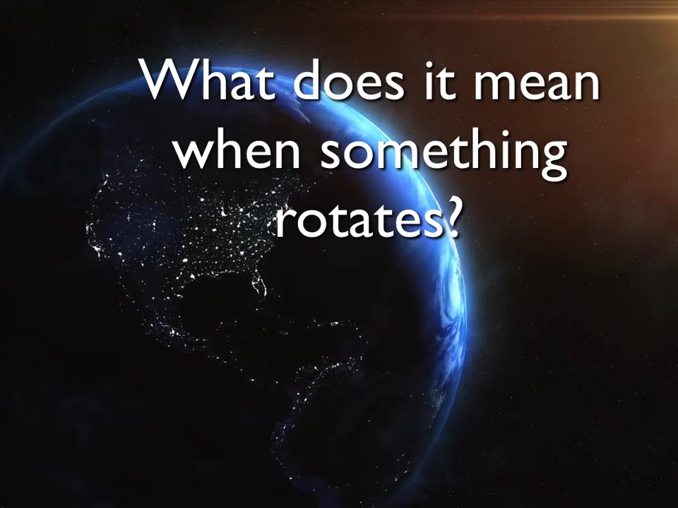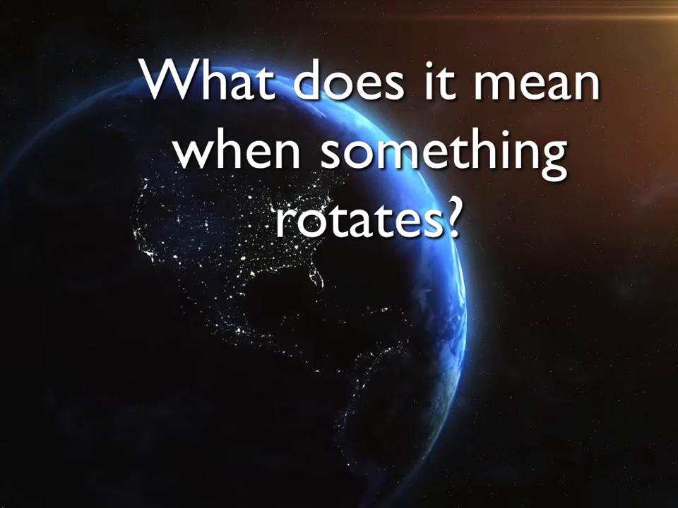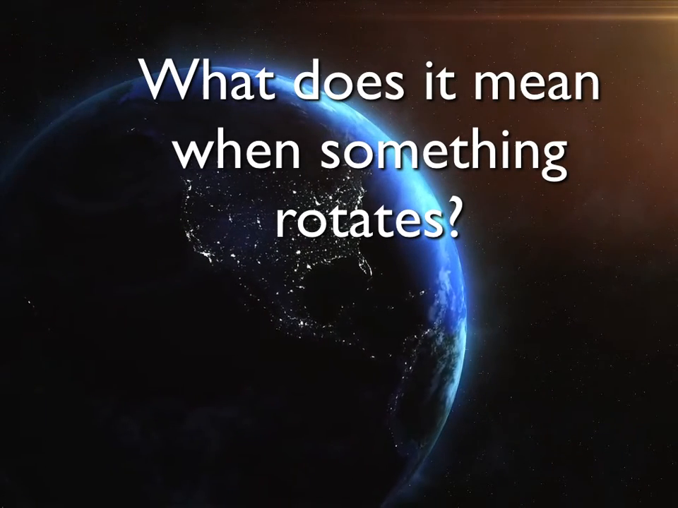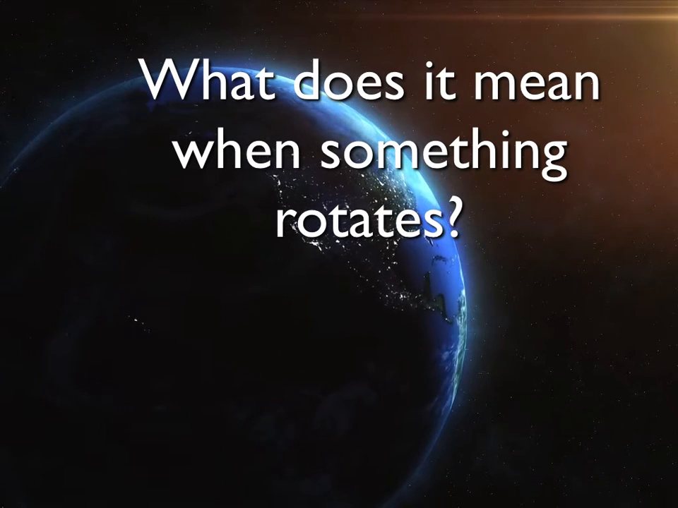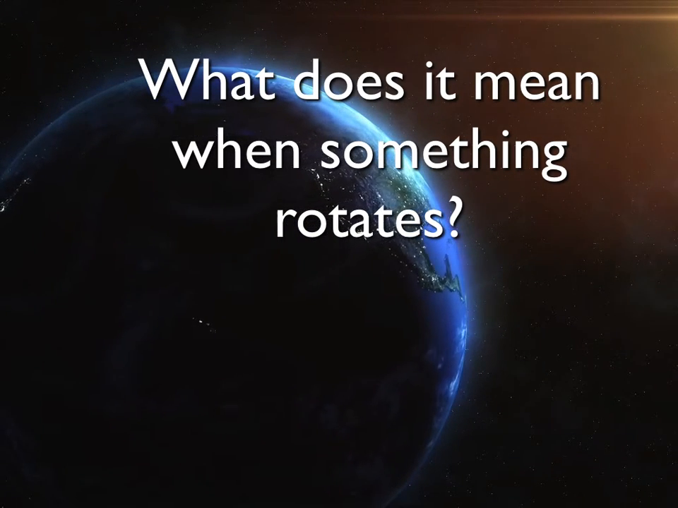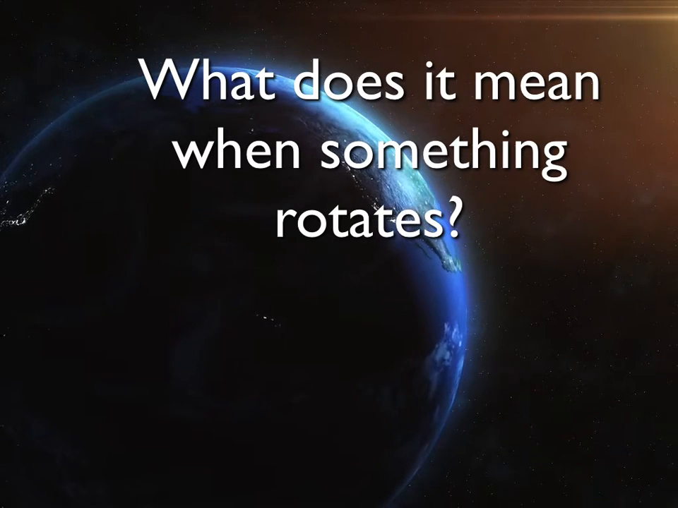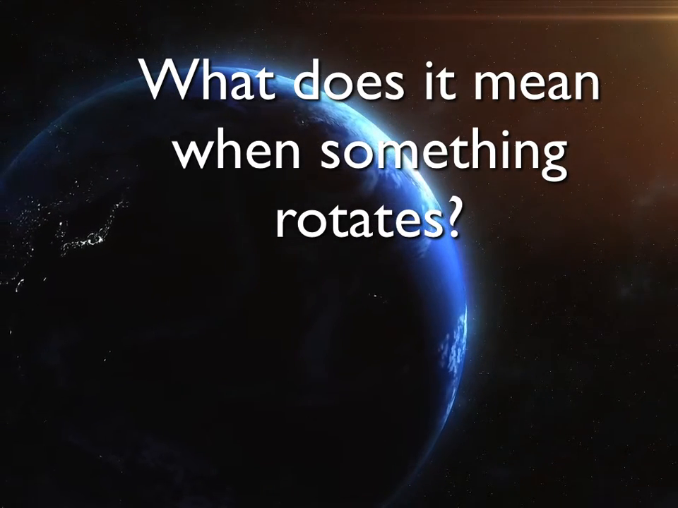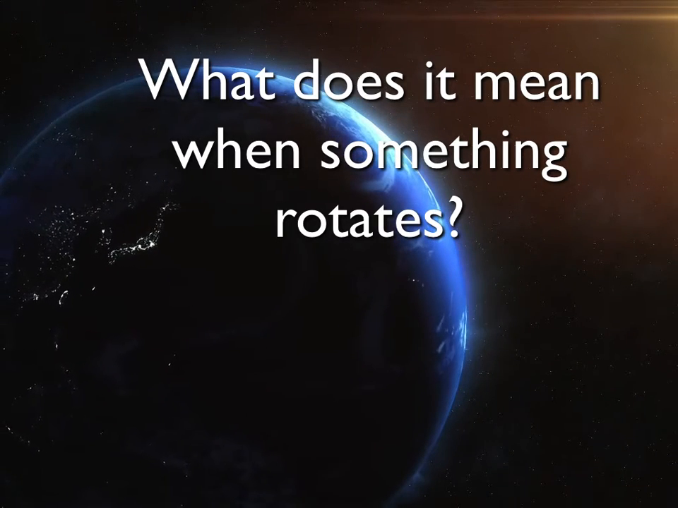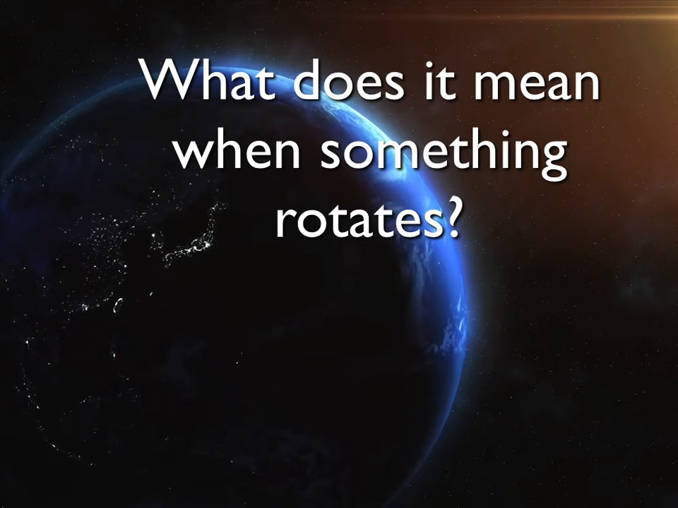So what does it mean when something rotates? I'll give you a hint. The Earth in the background of this slide is rotating. So when something is rotating, it means that it's turning on its axis. Think of a ballerina or a figure skater spinning on her toes. That's when something is rotating.